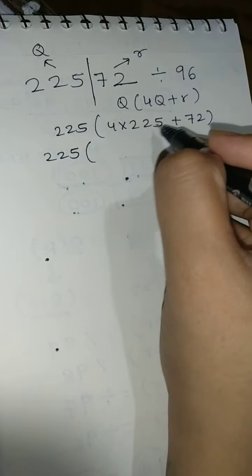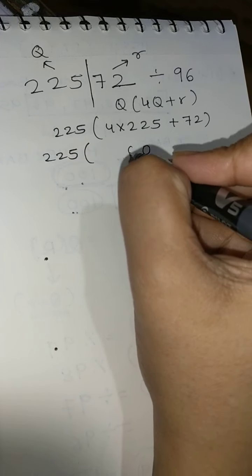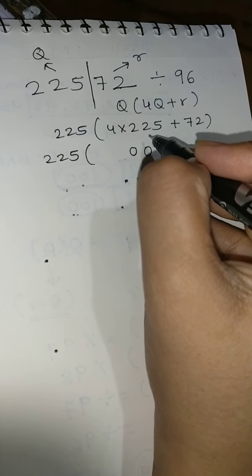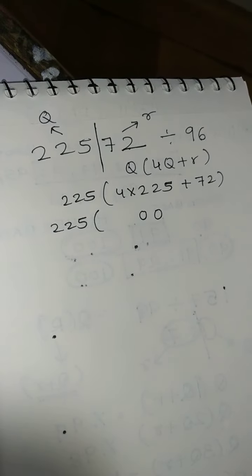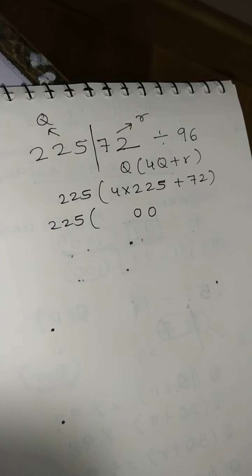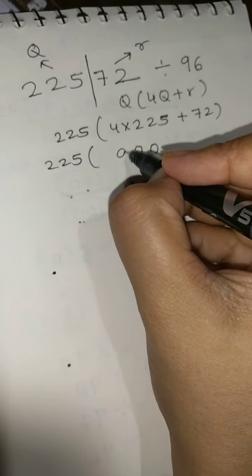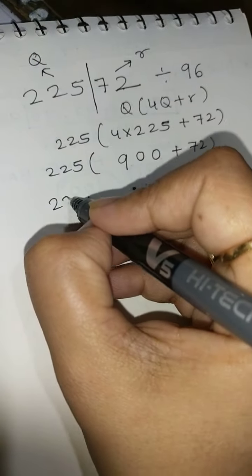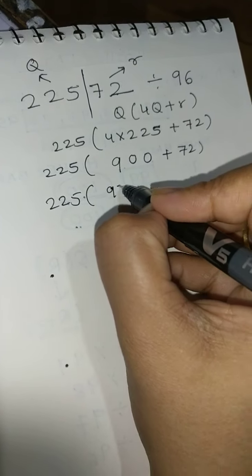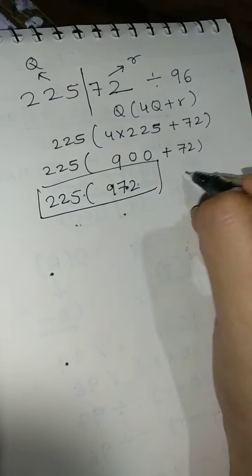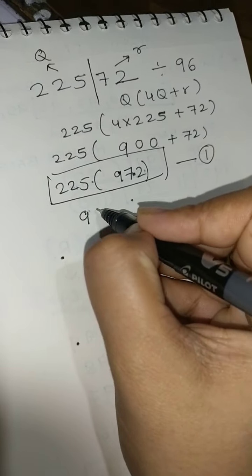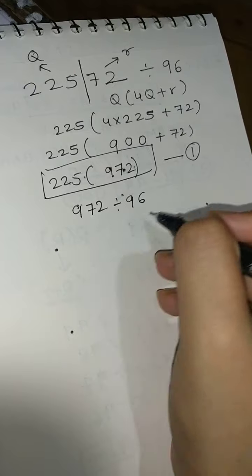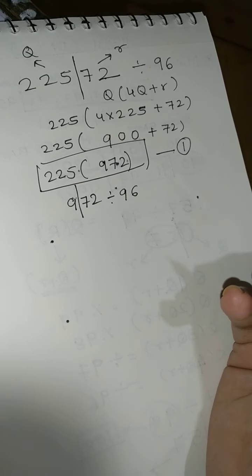225 into 4, one second, I'm just calculating. 900, plus 72, this becomes 972. Okay, this becomes my first answer. Because 972 is greater than 96, I have to further divide it. 972 divided by 96. Again split between the tens and hundreds.